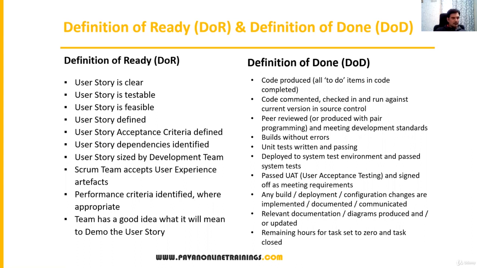A story should be very clear, it should be testable, it should be feasible, and clearly defined, and every story should have some acceptance criteria. Okay, so if these parameters are clearly defined, then we can say that the story is ready for development and testing.